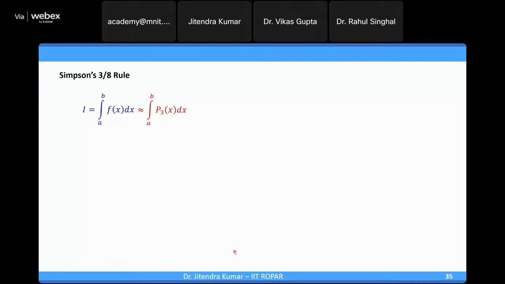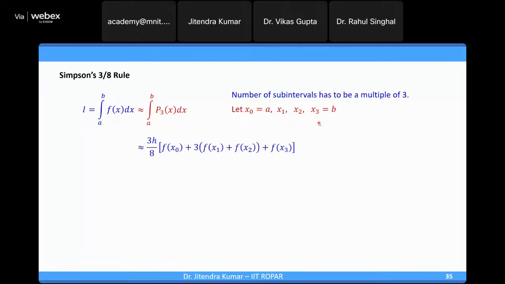So replacing our function with a 3rd degree polynomial, that means you have to take now 4 points. So you have x0, x1, x2, x3. That means 3 intervals. Yes, 4 points means 3 intervals. And in this case, your number of intervals has to be a multiple of 3, like in Simpson's 1/3 rule, it has to be a multiple of 2. Now again, I will skip this because it is just a simple integration of quadratic or cubic polynomials, and then you will get this 3/8.